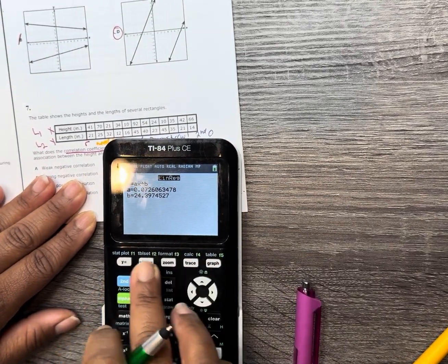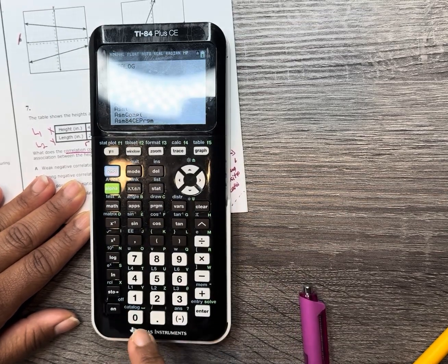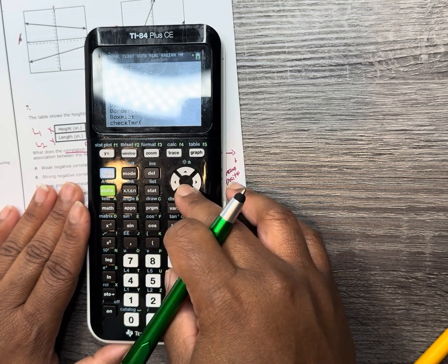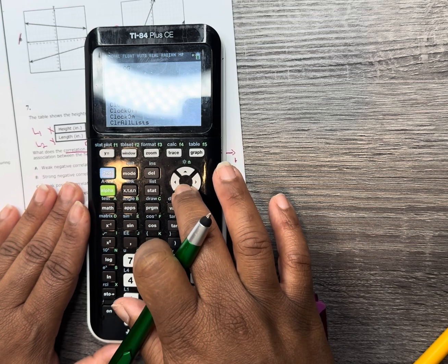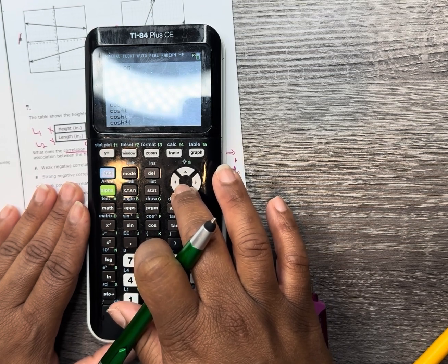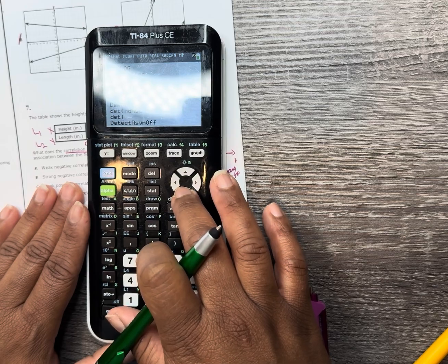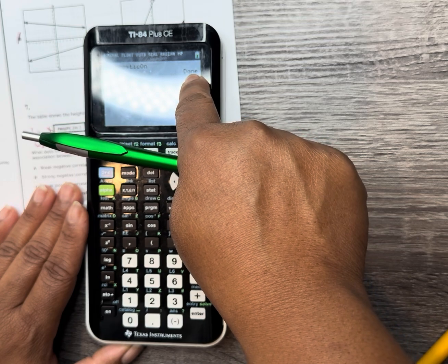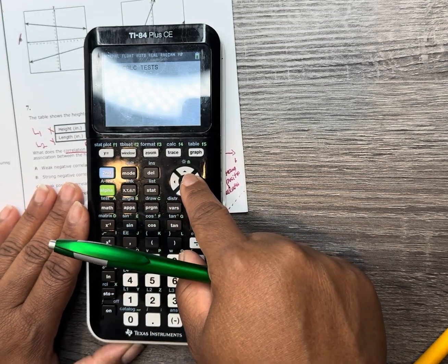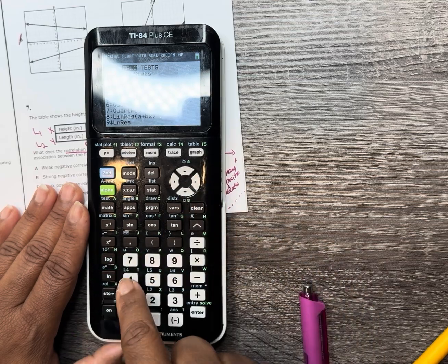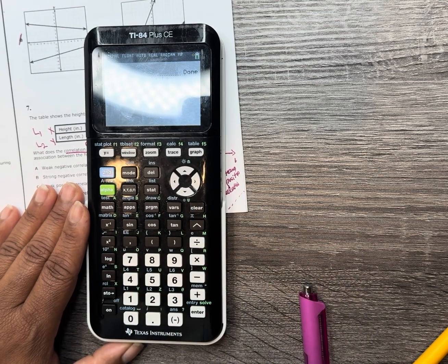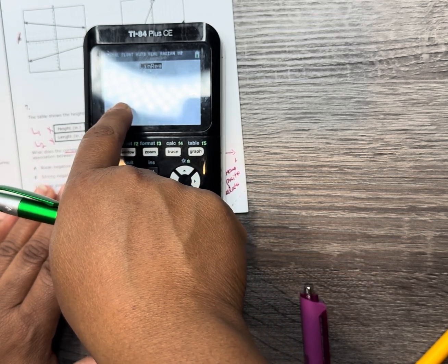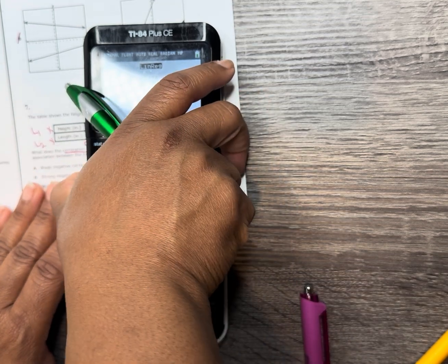So second 0, scroll down until you see diagnostic on. Enter, and then press enter again so that it says done. Now if we go in and press stat, calc 4, now it gives us an R. It says R equals 0.1554. Now, which one is that closest to?